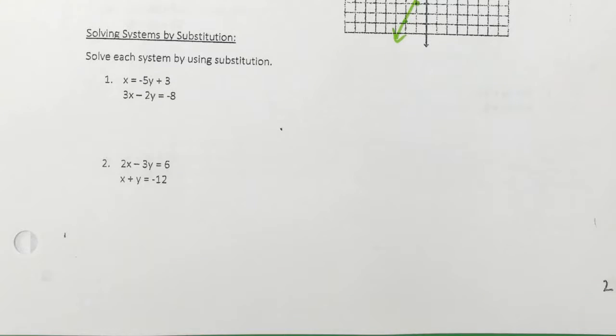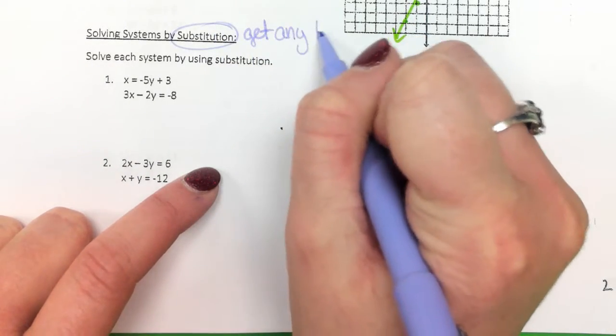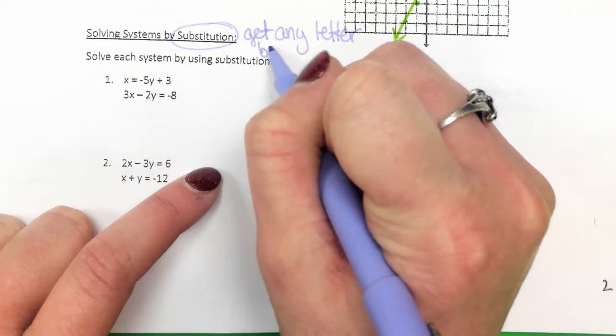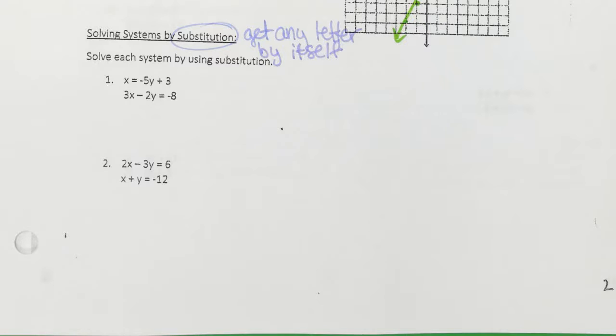Let's make ourselves a note. You ready? When we were graphing, what was the note we left ourselves to remember about? Get y by itself, right? All right, so when you have substitution, you get any letter by itself. Make yourself a note, okay? You take notes so that you can look back at them later to help you. We're about to move on.